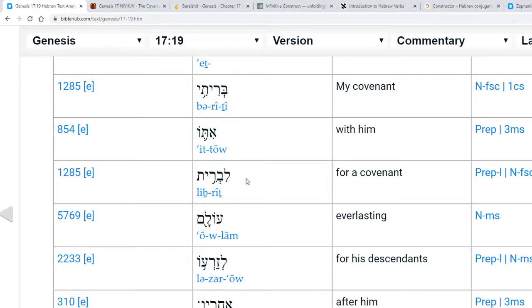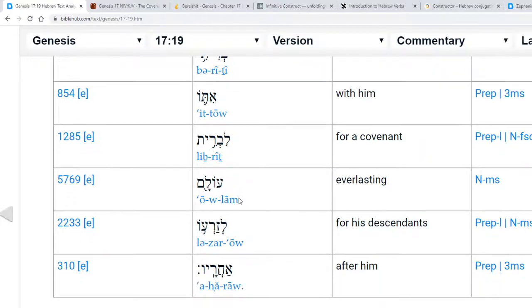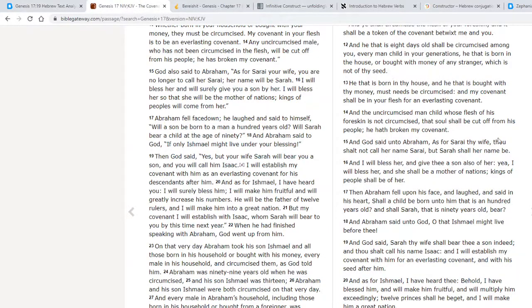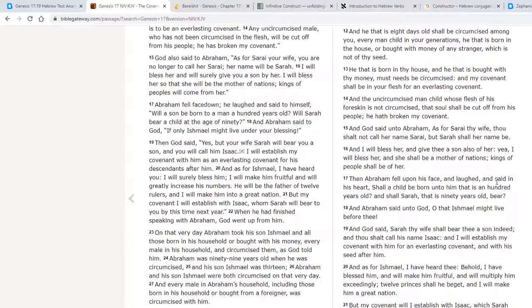Prepositional lamed, to, as, for. Brit means covenant. Olam, so this is in smichut, an eternal covenant, everlasting. Lezaro acharav. Prepositional lamed. Zera means seed. Zaro, his seed. To his seed. Acharav, after him. Okay. King James, verse 19.